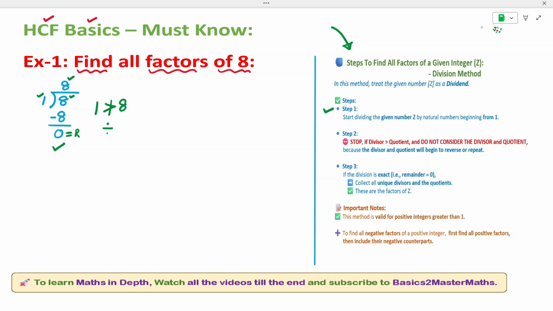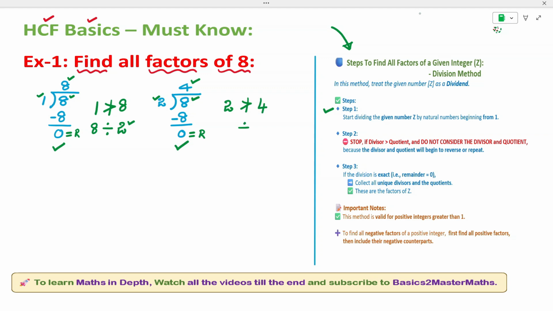So, divide 8 by the next natural number 2. When we divide 8 by 2, we get 4 as the quotient and 0 as the remainder. So, this division is exact. Observe, in this case, the divisor 2 is not greater than the quotient 4.